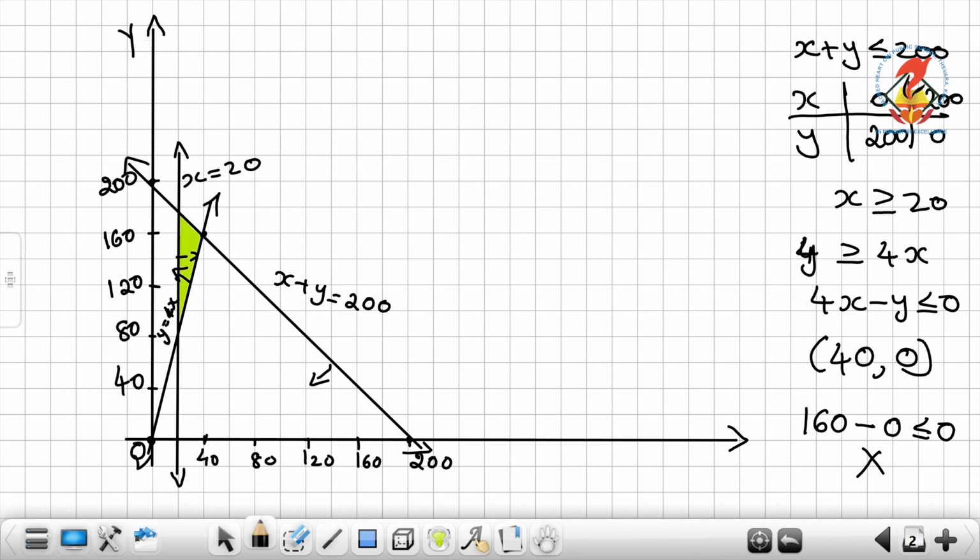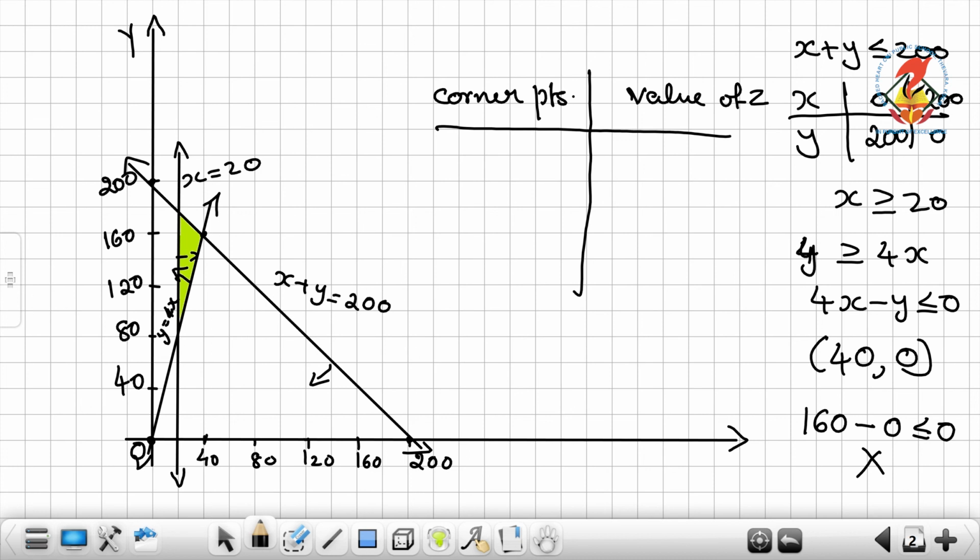Now find the corner points and value of z. What are the corner points? One is 20, 80. Can you see the point? This point is 20, 80. Then this point, that is 20, 180. Then one more point, that is 40, 160. So 3 corner points. Substitute in z.